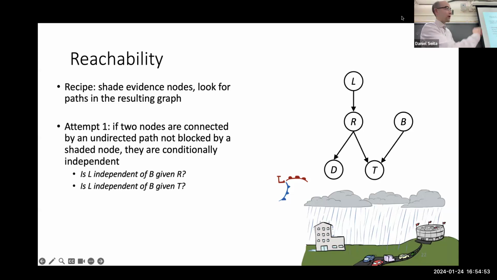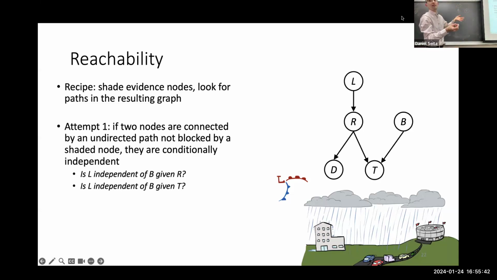Maybe let me draw this out. I don't have a shade, so let me try to draw this out here. R given B. All right, so is L independent of B given R? What I might do is shade this node, and then I look at L and B. So here's L and here's B.